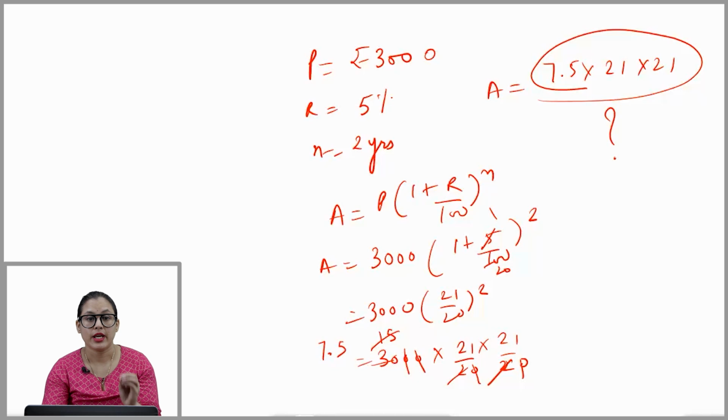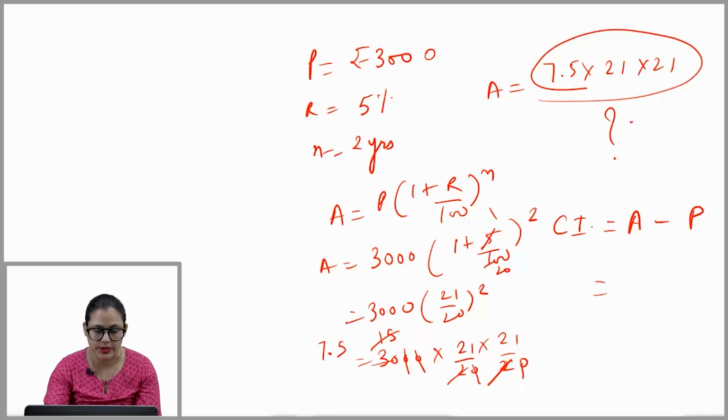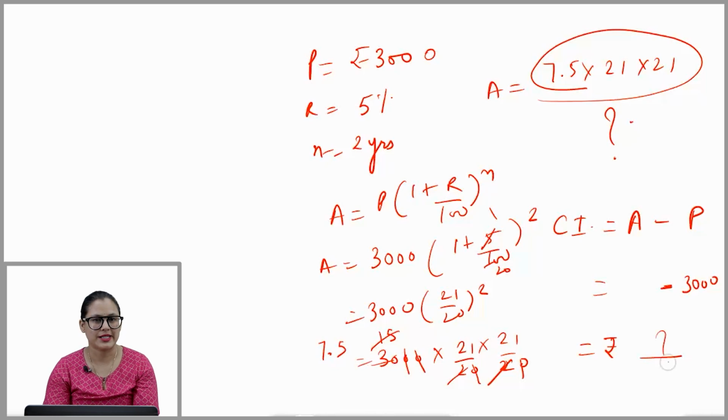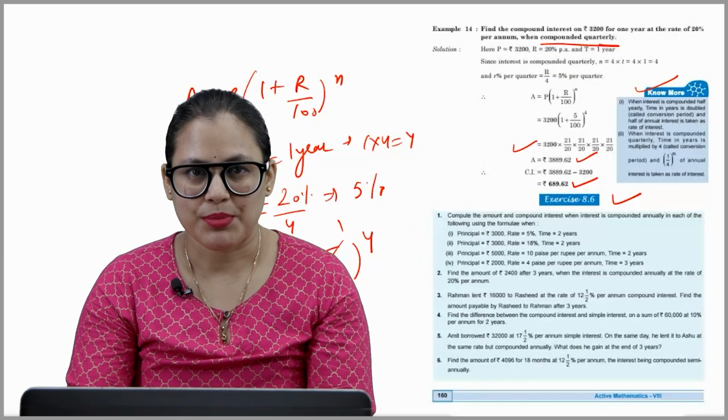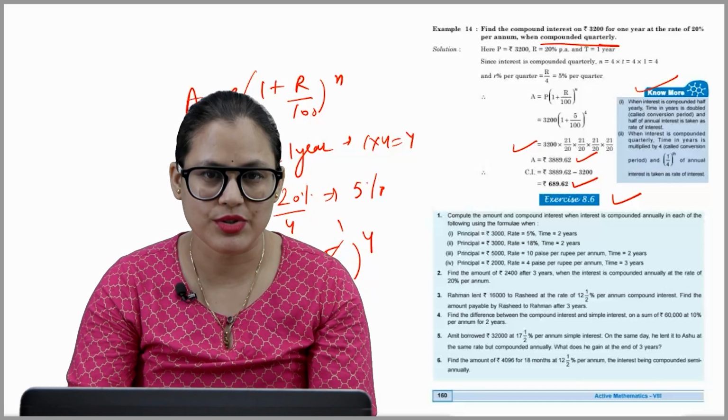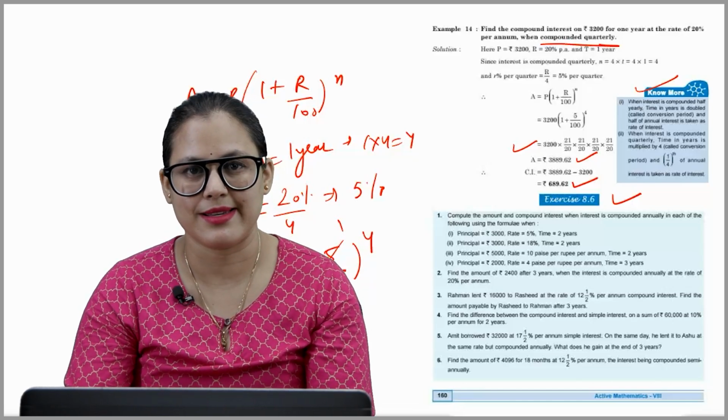Okay, and we have to find compound interest. Compound interest is what? Amount minus principal. Amount is this which you will find after multiplying all these 3 numbers, and principal is rupees 3,000. In this way you will get the compound interest, right students? I hope you have understood this chapter. Now you will do the remaining questions of this exercise.